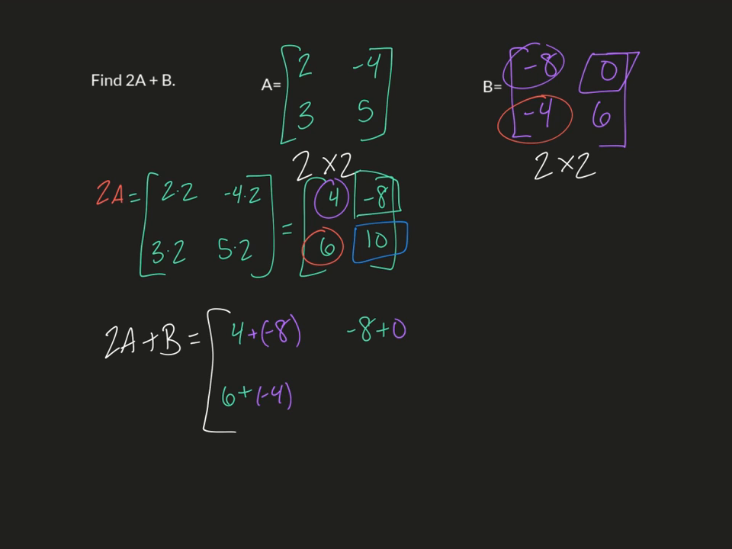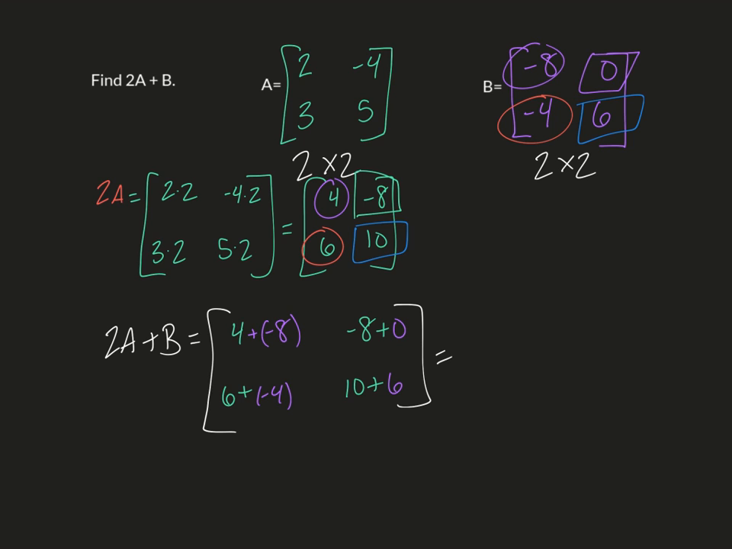And the final one, I need to add the second row, second column. In matrix A, that is a 10. I'm sorry, 2A, it's a 10. And in matrix B, it is a 6. Once I add those numbers together, I'll have my final answer.